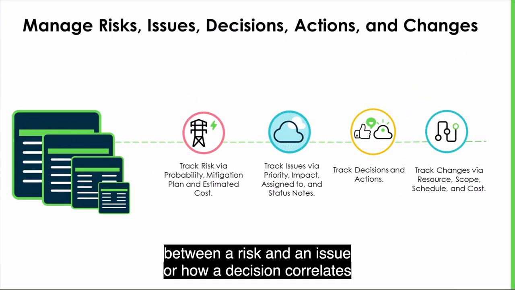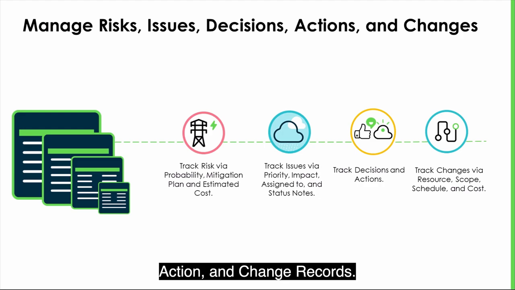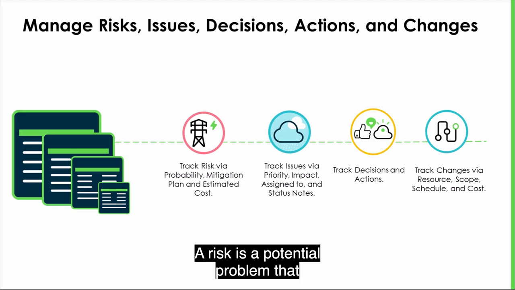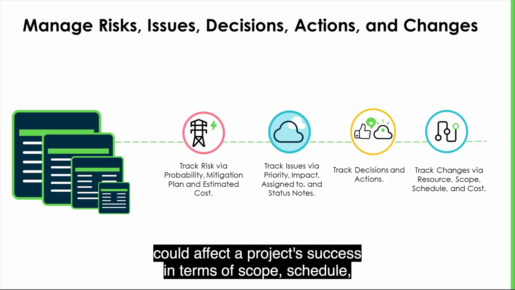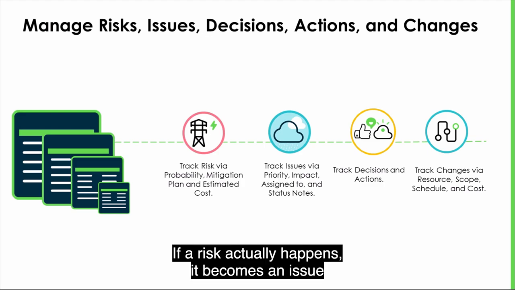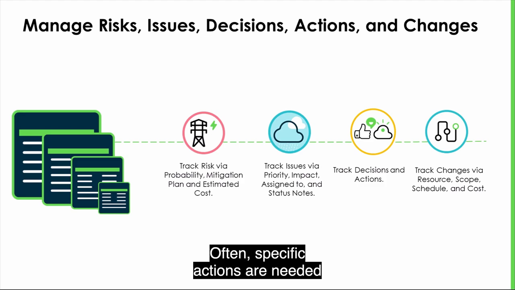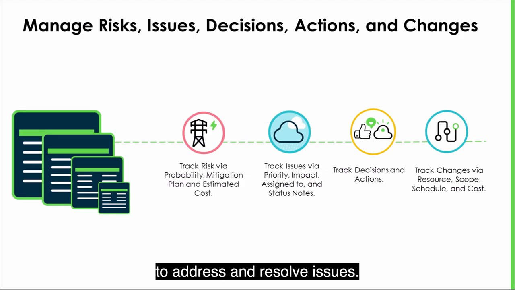Do you understand the distinction between a risk and an issue, or how a decision correlates with a change? Let's uncover the answers on this slide. RIDAC stands for risk, issue, decision, action, and change records. A risk is a potential problem that could affect a project's success in terms of scope, schedule, cost, or resources. If a risk actually happens, it becomes an issue that needs to be resolved. To handle a risk or an issue, a decision might be necessary to figure out the best course of action. Often, specific actions are needed to address and resolve issues.